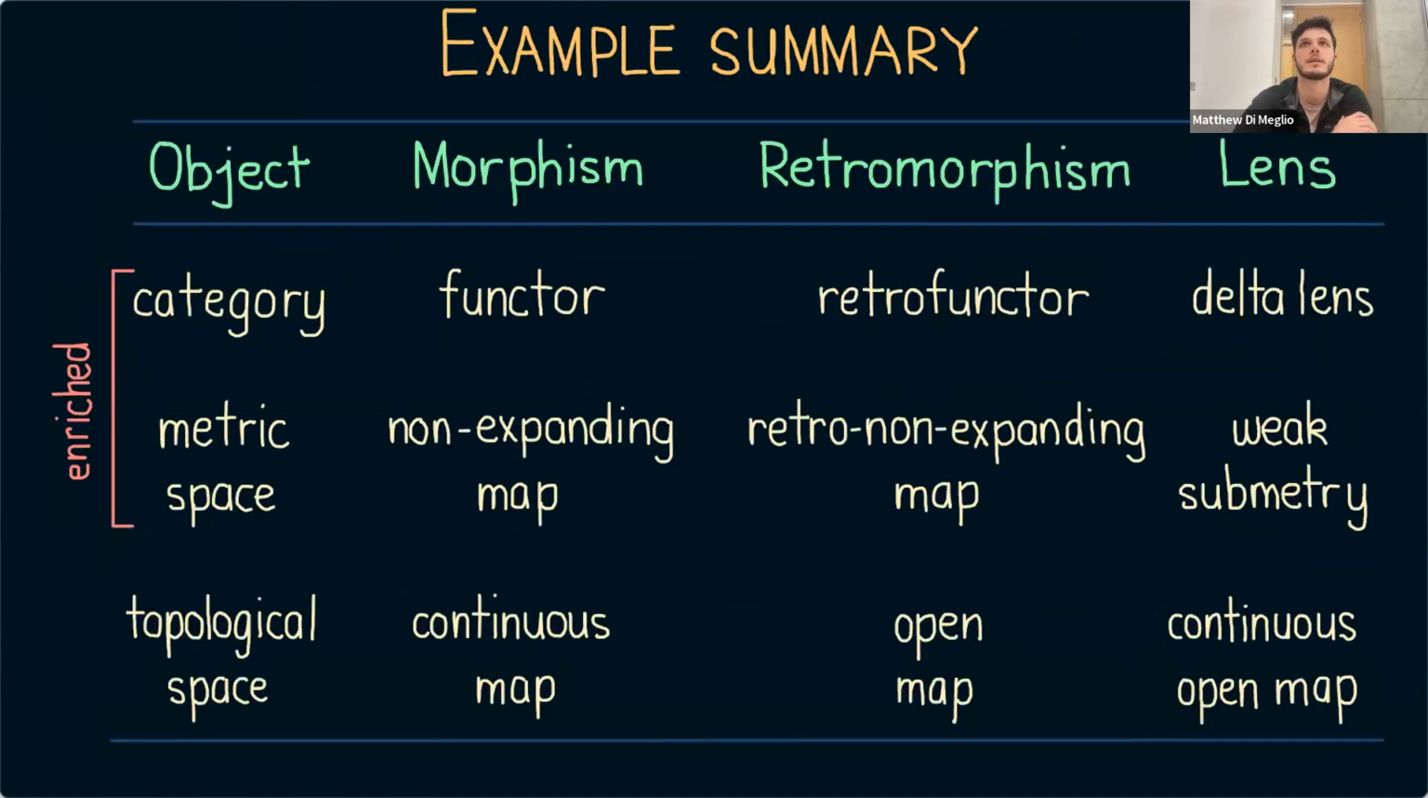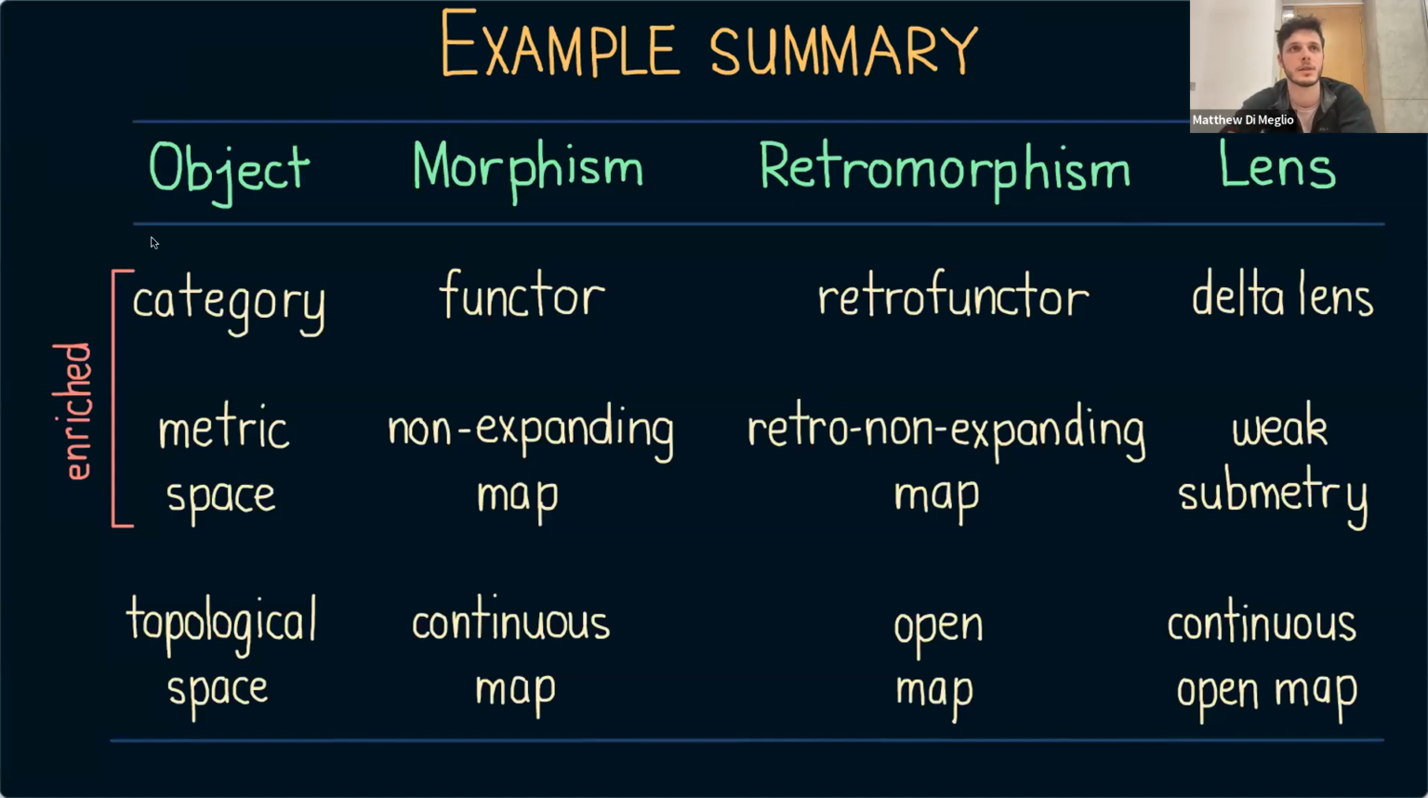So just to summarize the examples that I've given so far. We've seen categories, metric spaces, and topological spaces. And the morphisms in each case are the functors, the non-expanding maps, and the continuous maps. The retromorphisms are the retrofunctors, the retro non-expanding maps, and the open maps. And the compatible pairs of morphisms and retromorphisms are called delta lenses, weak submetries, and open continuous maps.